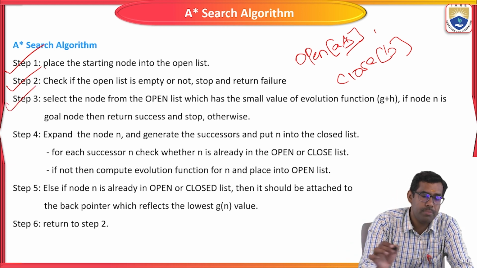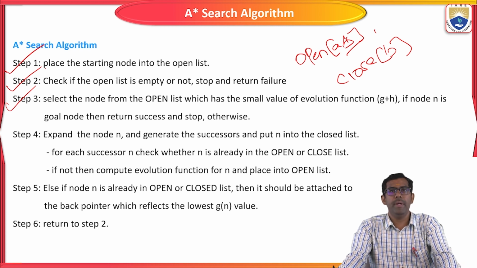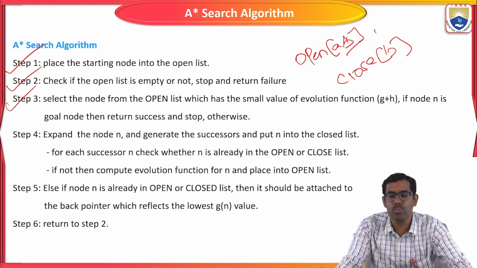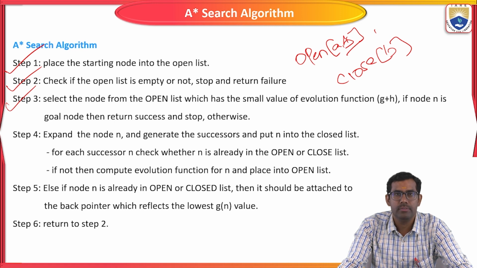The next one is step 3. Select the node from the open list which has the smallest value of the evaluation function, right?